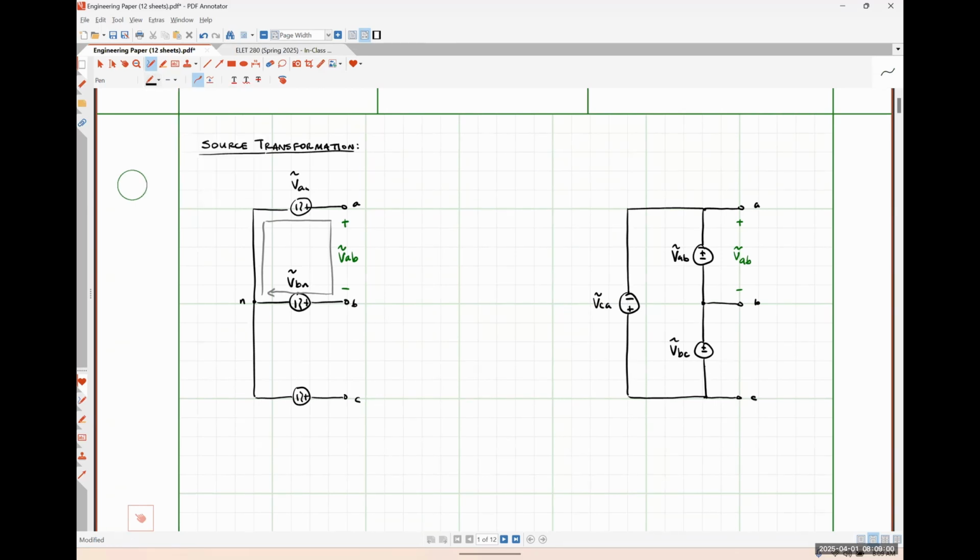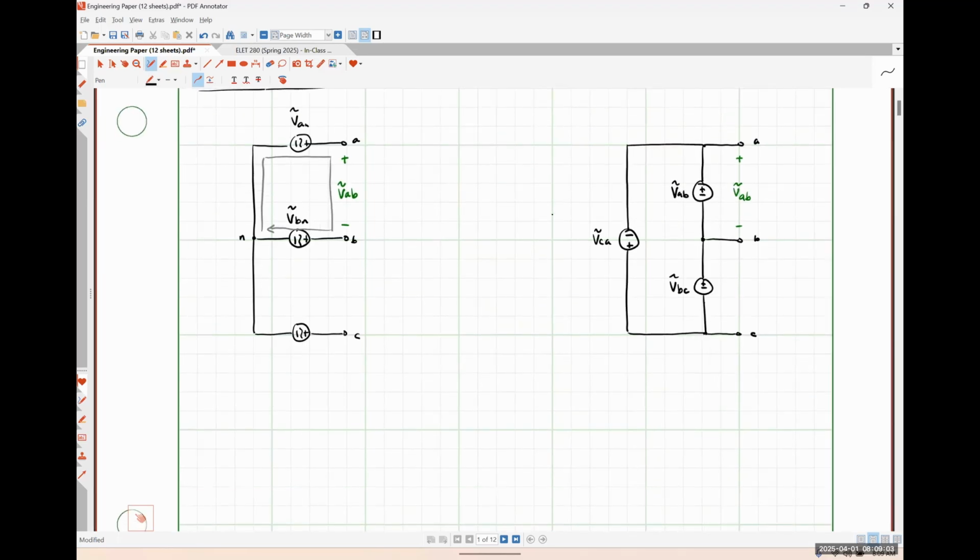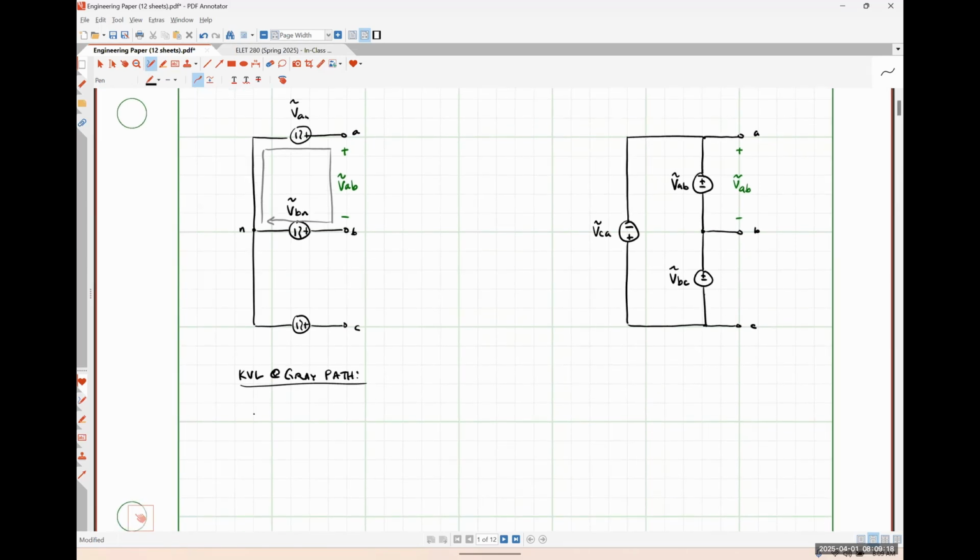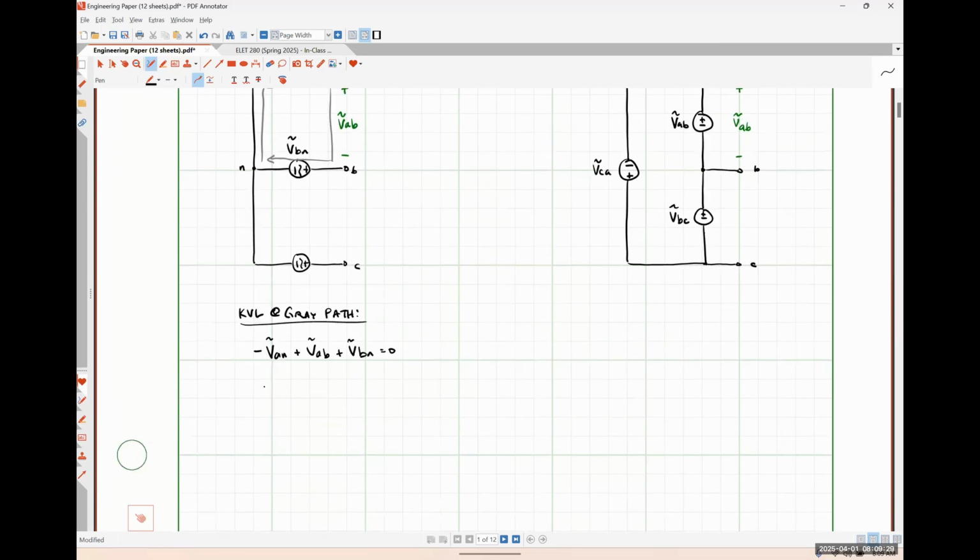I'm going to start here, go across like so, down across those terminals, through the source, and I am done. Okay. So if I apply KVL around that path, KVL at the gray path, I would wind up finding negative VAN plus VAB plus VBN is equal to 0. Rearranging this slightly, I would find that VAB is equal to VAN minus VBN. Okay.